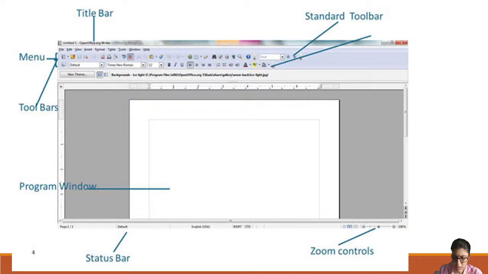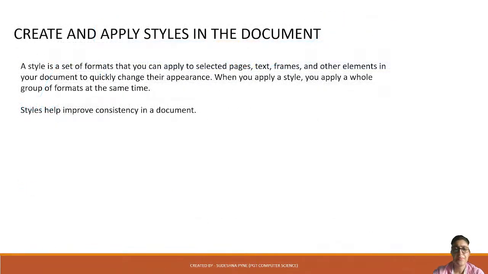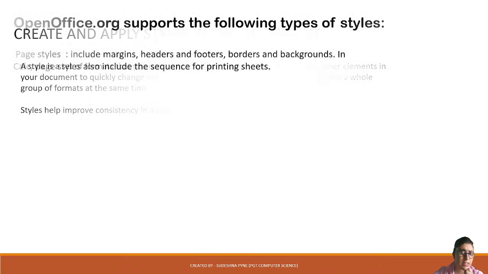Okay, this is the main window of Open Office. I shared it with you yesterday. This is how we will apply styles in a document. So yesterday we all discussed the styles and how we can change or modify a style.